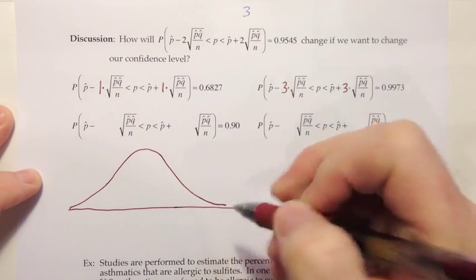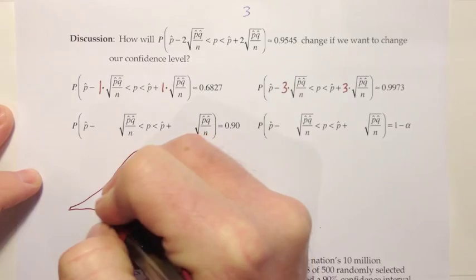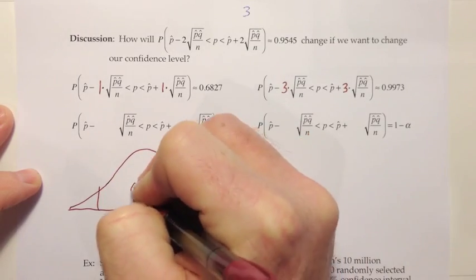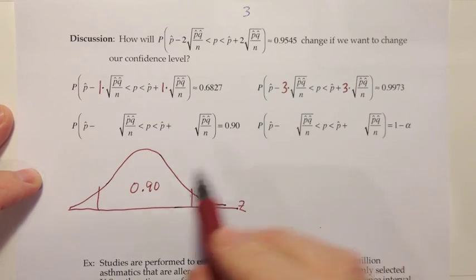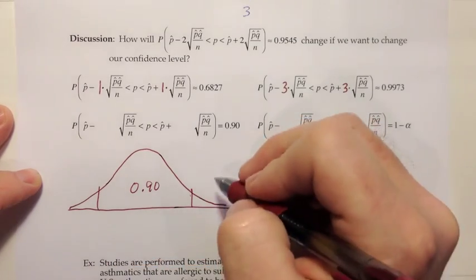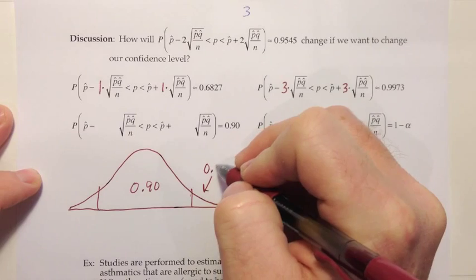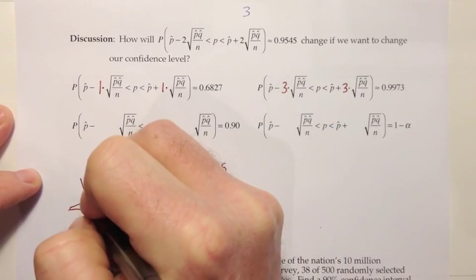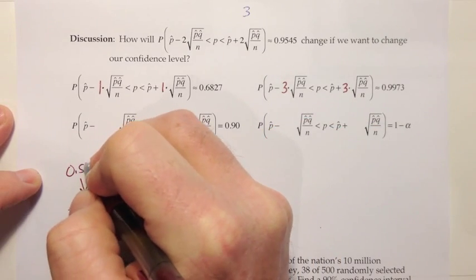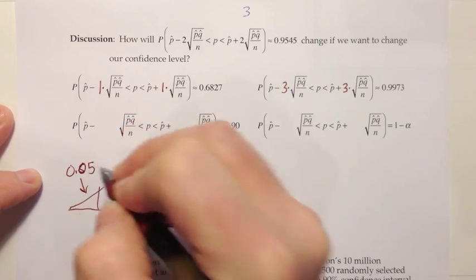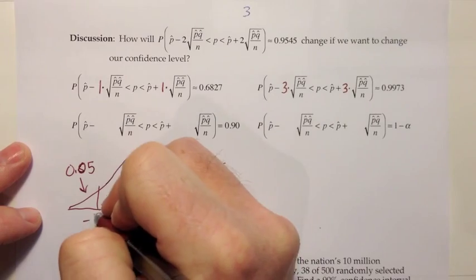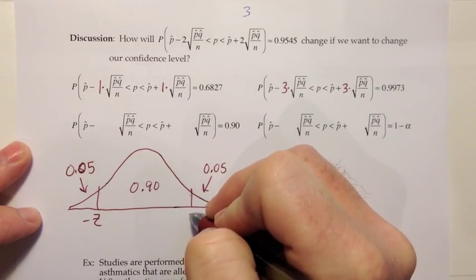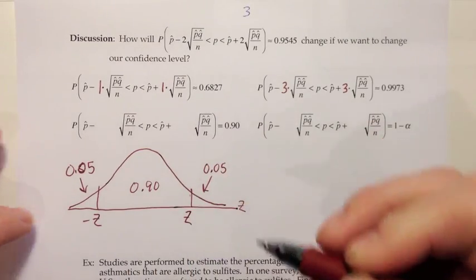So we draw our bell-shaped z-curve. We put 90% of the area in the middle. That means 10% of the area is left over, but that has to be split among the 2 sides. So half of that 10%, or 0.05, would go on each side. And then we'd want to think about what z-scores make that happen. There's one on the left, which would be a negative value. There's another one on the right, which would be a positive one.